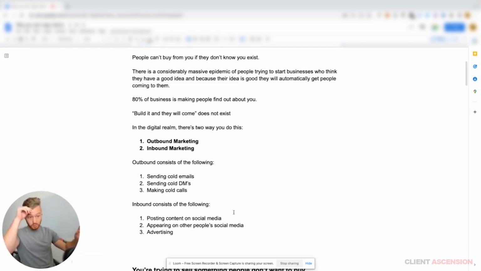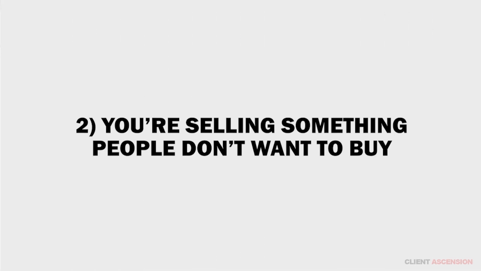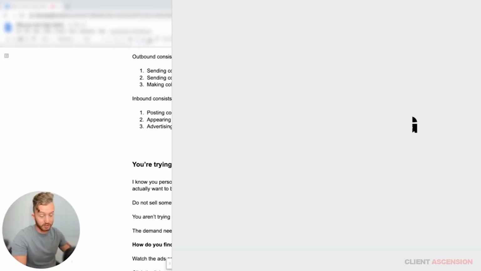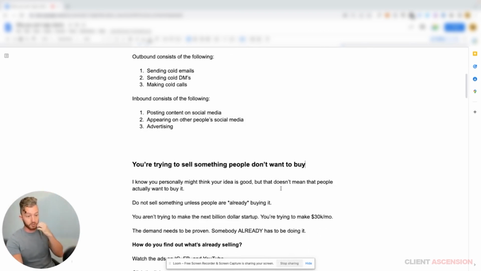So you have to do these, you have to copy what you see other people do, right? The second issue: you're trying to sell something people don't want to buy. This is one of the biggest issues that people don't understand when they're trying to sell something online. They think they can just spin up some random thing and then magically people are going to buy it, right? And this is what happens when you watch a YouTube video of, hey, all you need to do is learn how to run YouTube ads and you're going to make a lot of money. It doesn't work like that, right?